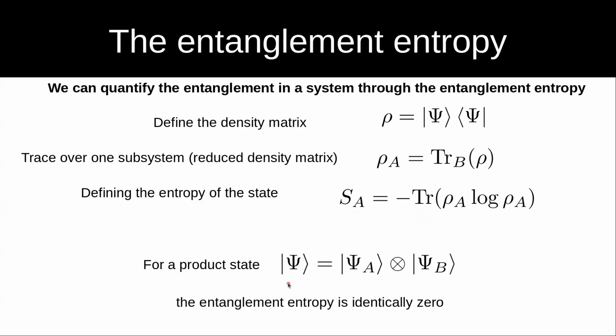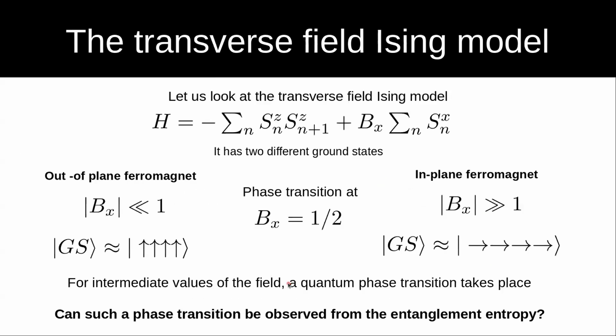And in particular, if you take the singlet state that we discussed before, you will see that if you compute the reduced density matrix, you are going to find a finite entanglement entropy. Okay, let us now see how this entanglement entropy is actually useful already in terms of finding phase transitions.